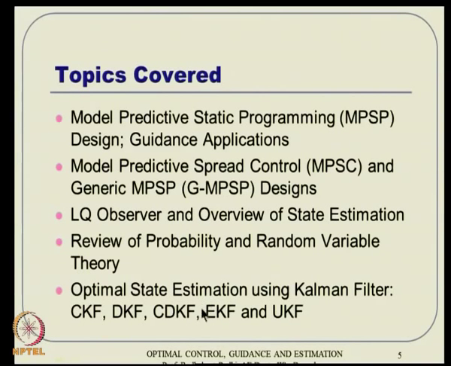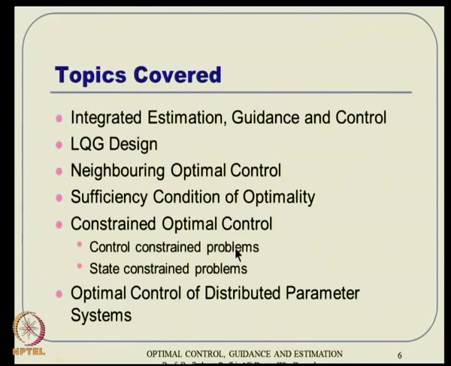And then we extended these ideas to the extended Kalman filter, which is heavily used, and we discussed it both in continuous time as well as the continuous discrete framework. And before we wind up, we also discussed the unscented Kalman filter, and had a glimpse of how to implement it. Then we also discussed integrated estimation, guidance and control, followed by the so-called linear quadratic Gaussian design, where you design the control from LQR, whereas the states come from the Kalman filter.